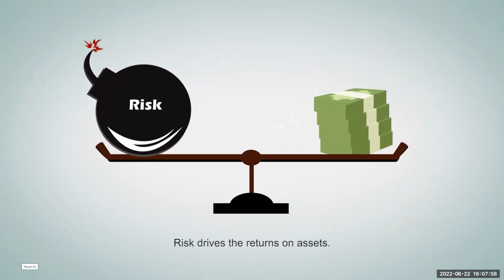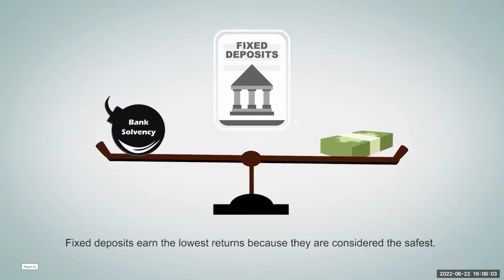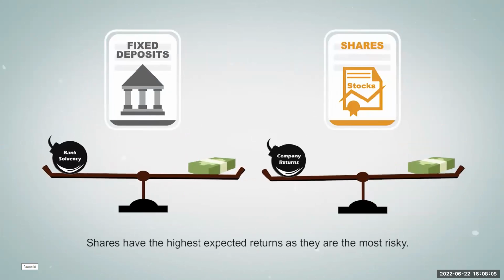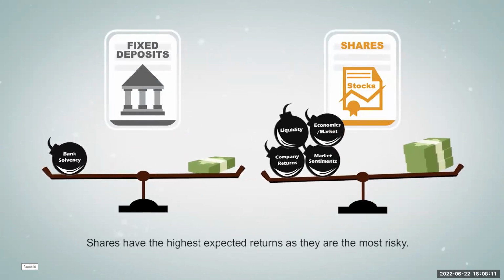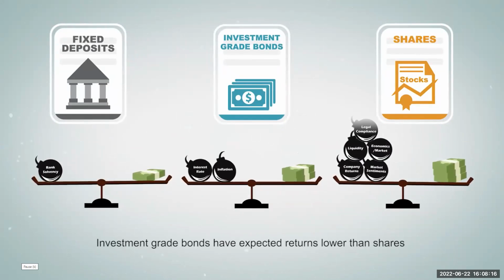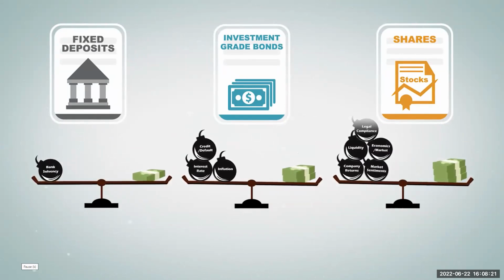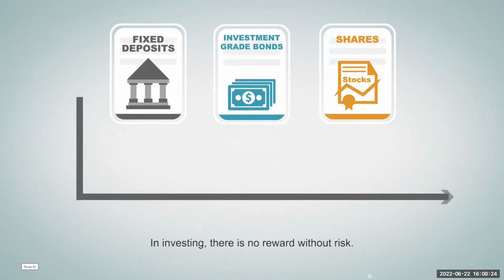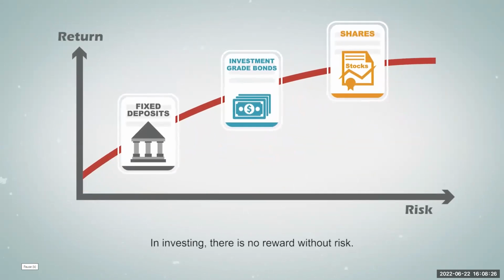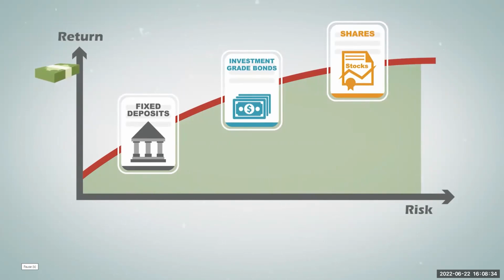Risk drives the returns on assets. Fixed deposits earn the lowest returns because they are considered the safest. Shares have the highest expected returns as they are the most risky. Investment-grade bonds have expected returns lower than shares because they are less risky than shares. In investing, there is no reward without risk. If an investment offers higher expected returns, it will generally have higher risk.